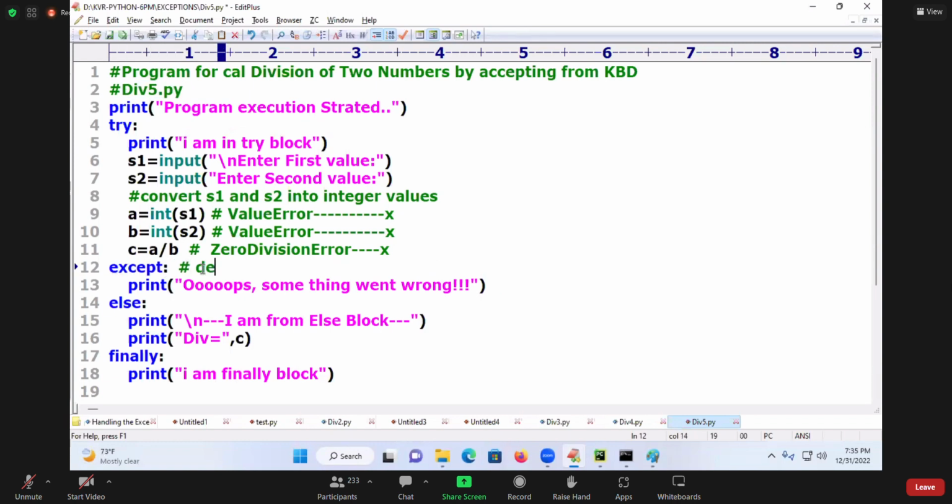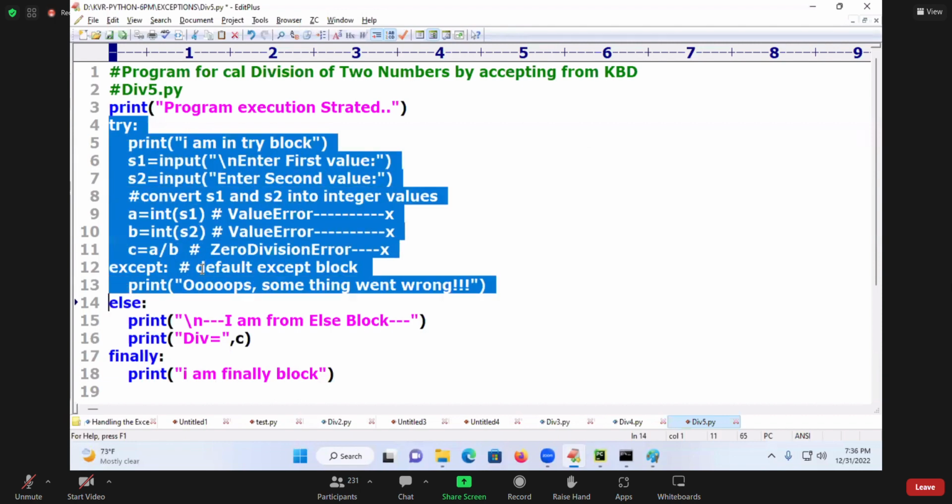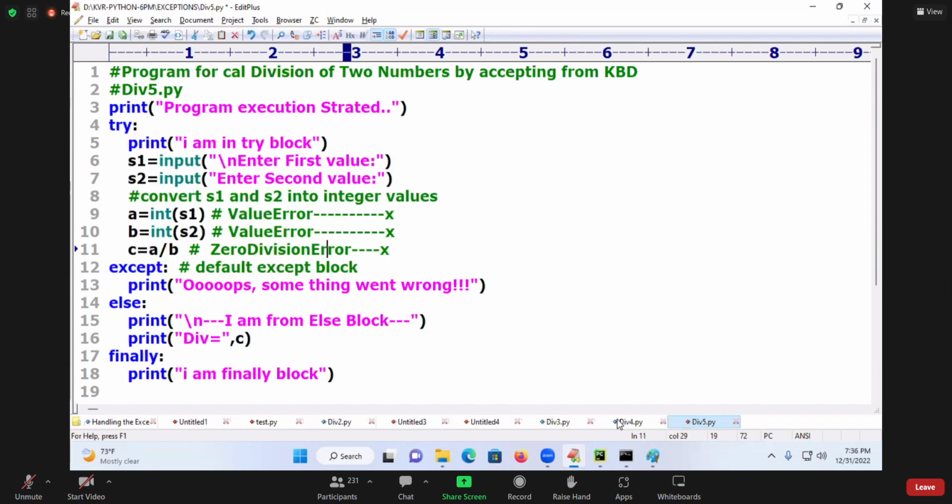Correct or not? Sir, when to use this? I want to tell you. Shall I go to that? Yes. Coming to the point, now I will go to the next point. Listen. This type of block is called the default except block. Spell it out, except block. Let me give the clarity.